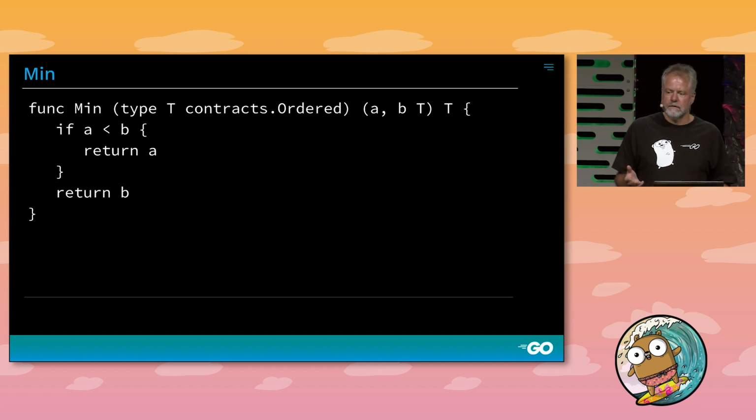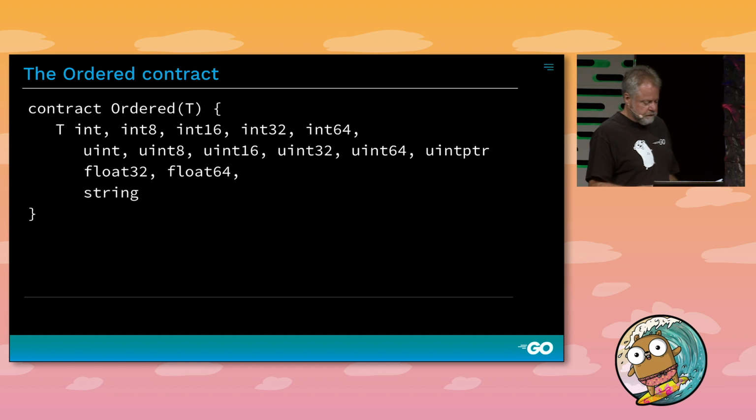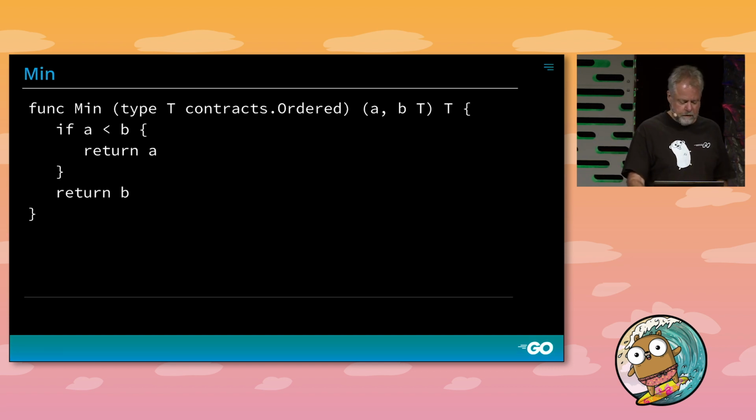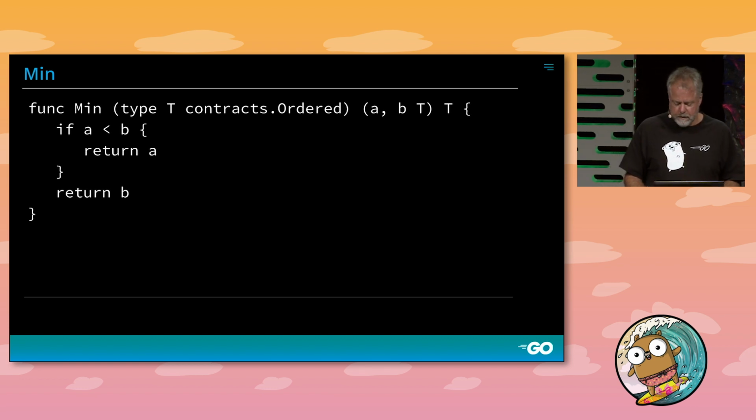In practice, this contract would probably go into the standard library. And so really the min function, which would probably also be in the standard library somewhere, would look like this. There'd be a new standard library package contracts; it would refer to the exported contract ordered defined in that package.